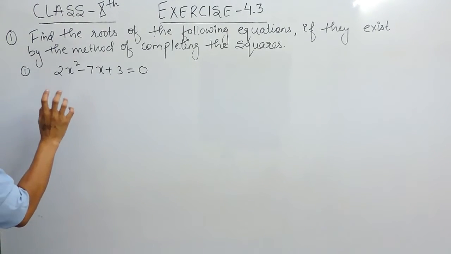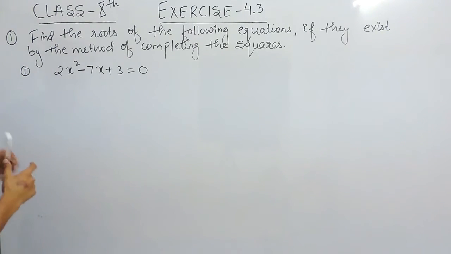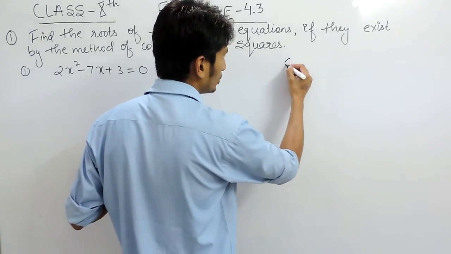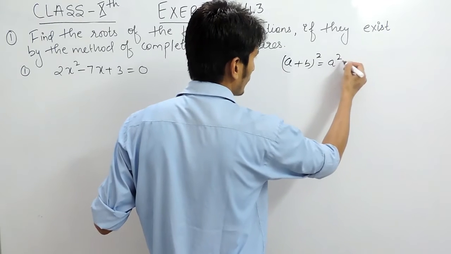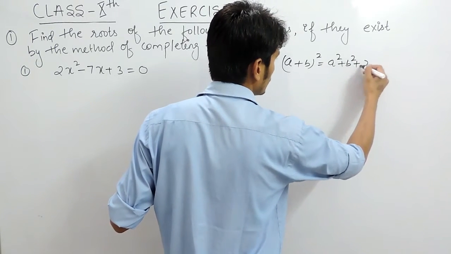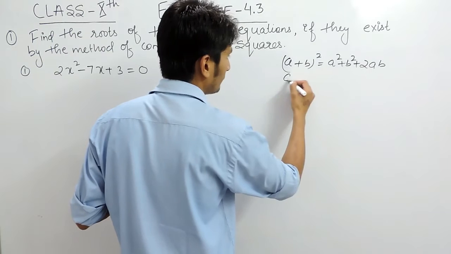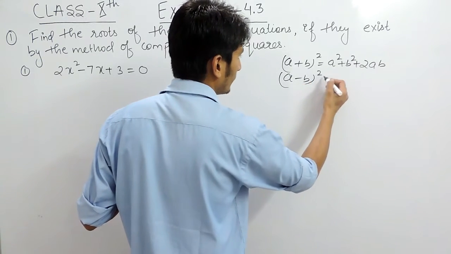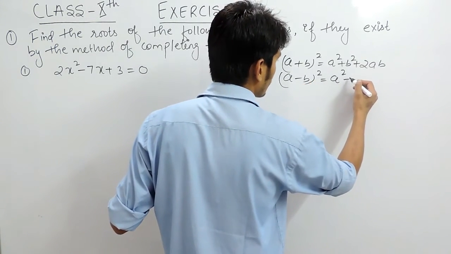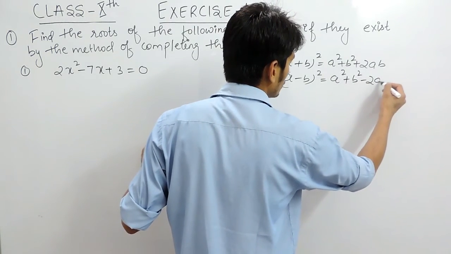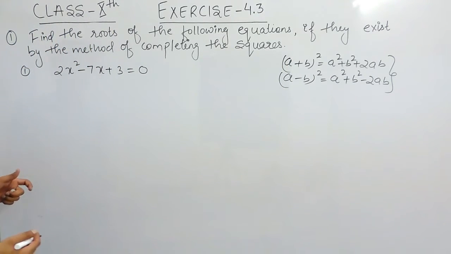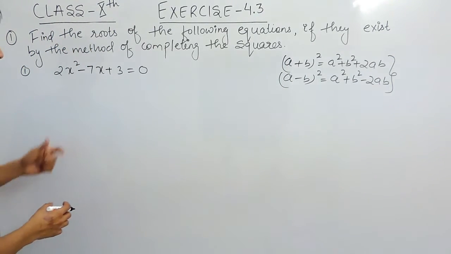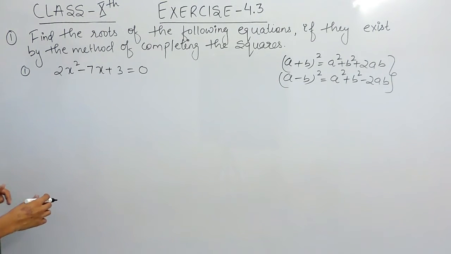For that, we know that there are two formulas we can use, which are a plus b whole square, which is a square plus b square plus 2ab, and the second one is a minus b whole square, which is equal to a square plus b square minus 2ab. So these are two formulas which we can use in this question and by which we can find the roots of this particular equation.